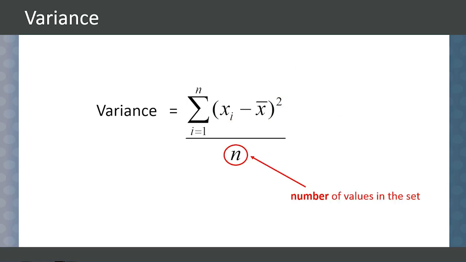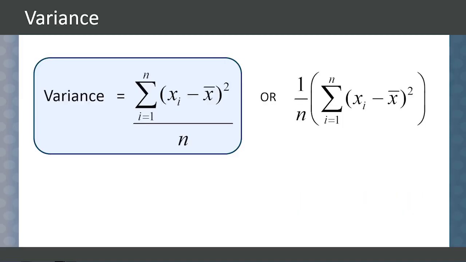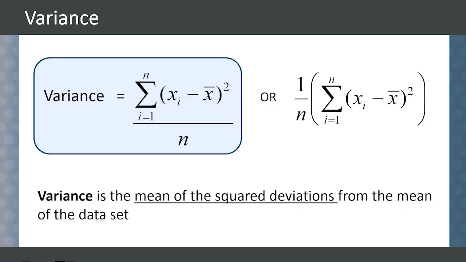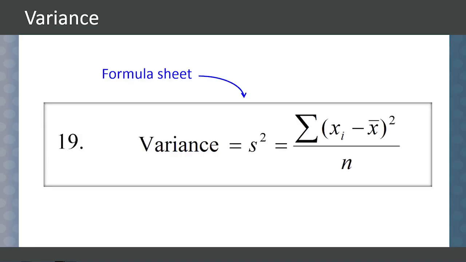After finding the sum of all the squared differences, divide by the number of the values in the set. This calculates the mean of the deviations. So, we can say that the variance is the mean of the squared deviations from the mean of the dataset. Students can find the variance formula on the formula sheet.